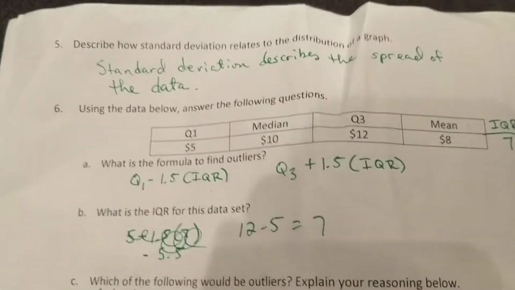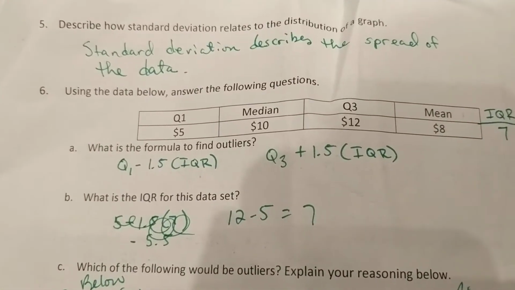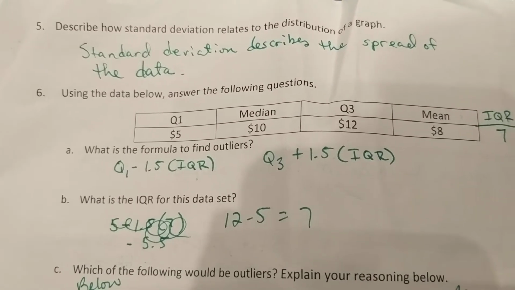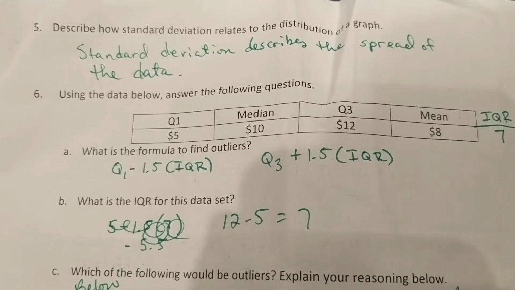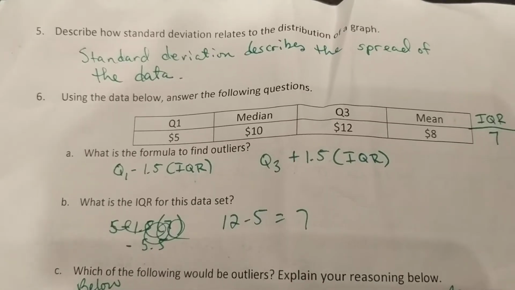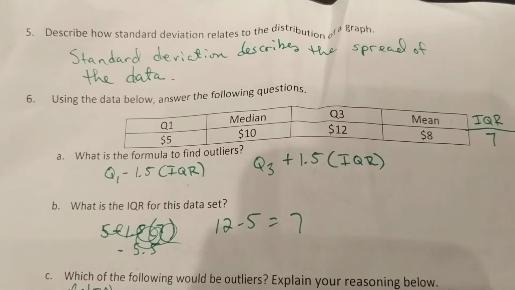All right, on the back, number 5, it says describe how standard deviation relates to the distribution of a graph. Standard deviation describes the spread of the data. It tells you how far apart your data is spread from the mean.